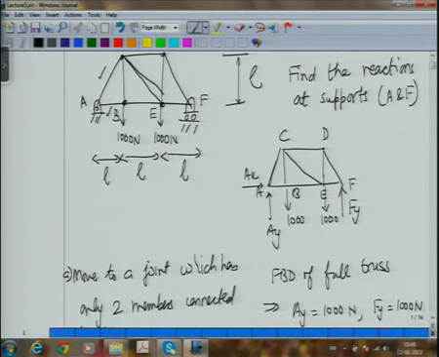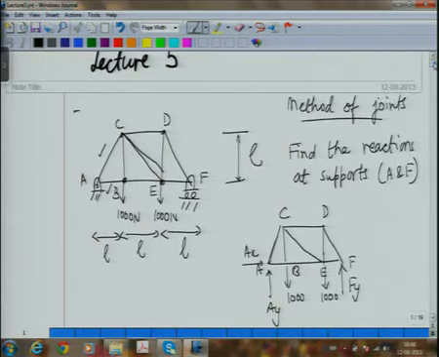Next, I have an option. I will move. I can move from A to either point B or to point C. Which point should I choose? I will choose B. Why? Because on B I have two unknown forces, BE and CE, whereas AB is already known to me. If I go to point C, then I will have three unknown forces there and I will not be able to solve them directly. So therefore, I will move from A to point B.